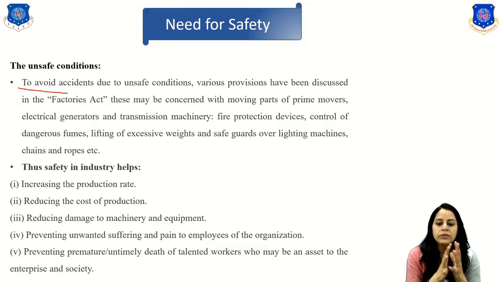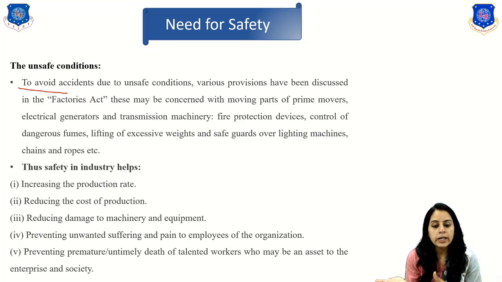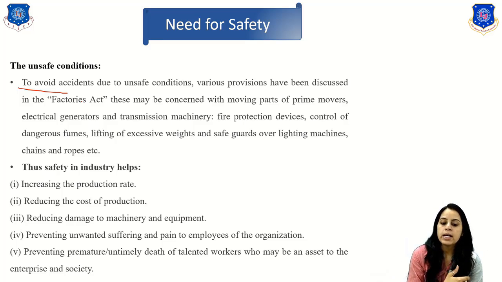So safety in industry helps us in increasing the production rate, then reducing the cost of production, then reducing damage to machinery and equipment, then preventing unwanted suffering and pain to employees of the organization, then preventing premature or untimely death of talented workers who may be an asset to the enterprise and the society.